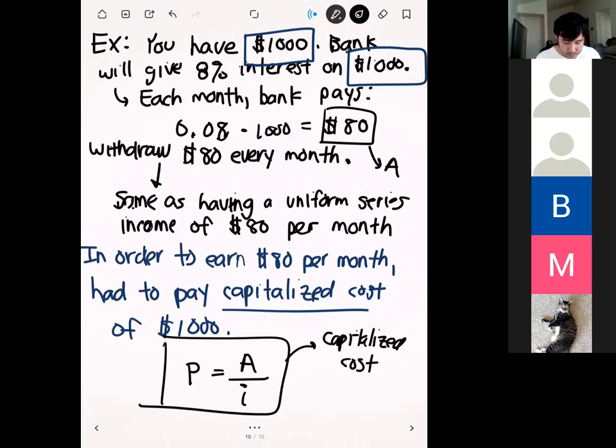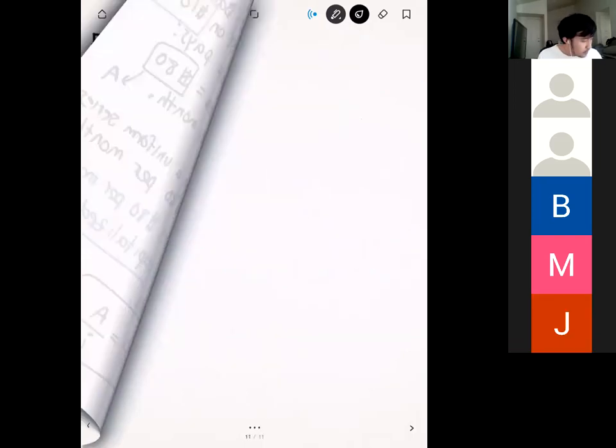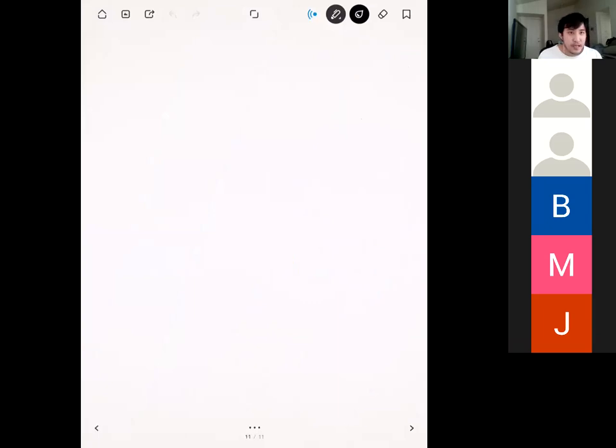Does this example make sense to everybody? Okay. All right, so let's do a little bit more of a realistic example that you might see if you work for the government or Caltrans or something like that. Let's say that the City of LA wants to build a new pipeline for water.